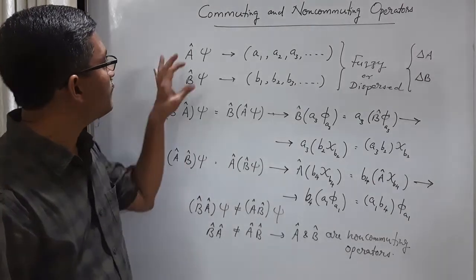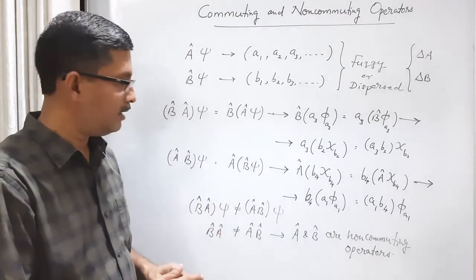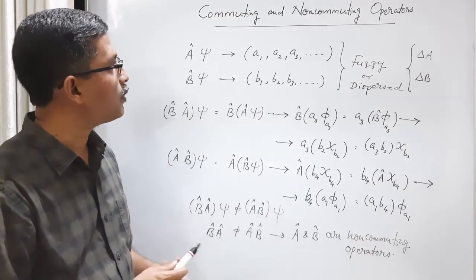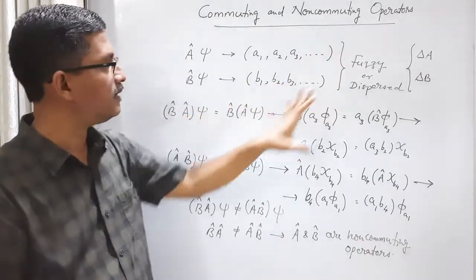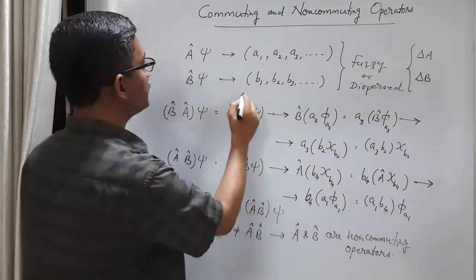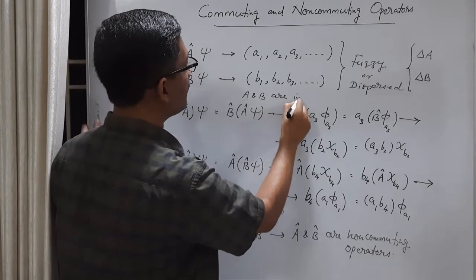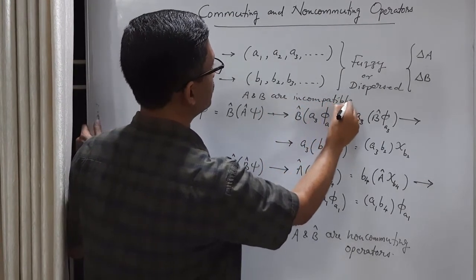So, what is our result? If psi is not an eigenstate of either A or B, then A and B are non-commuting operators. And one more point is that both A and B are dispersed in this state. Another way of saying this is that the physical quantities A and B are incompatible.